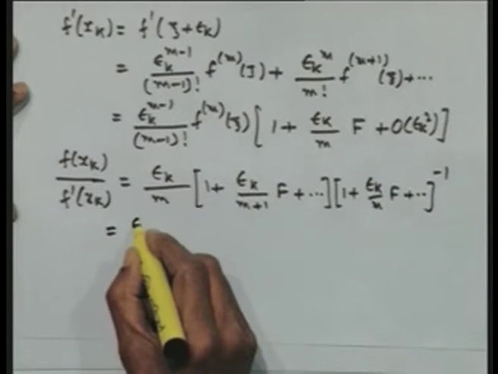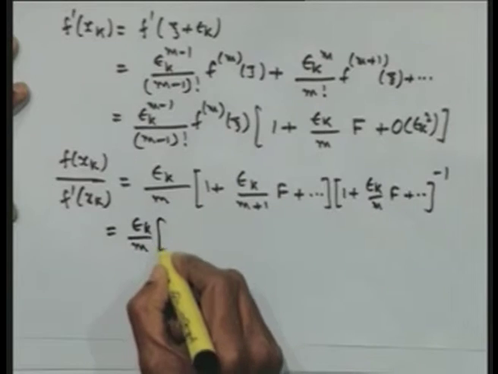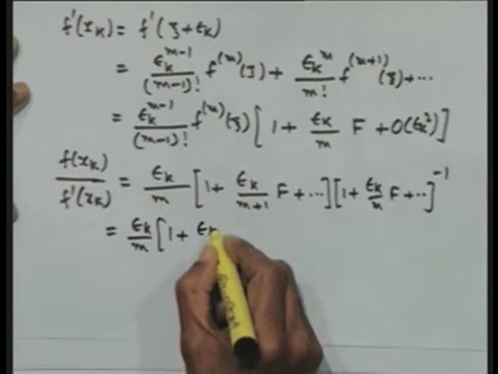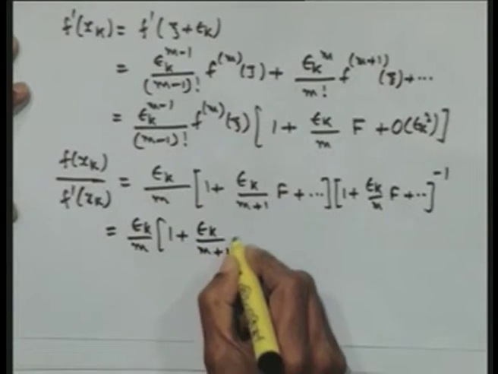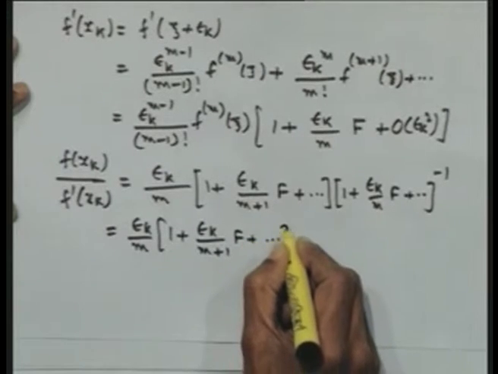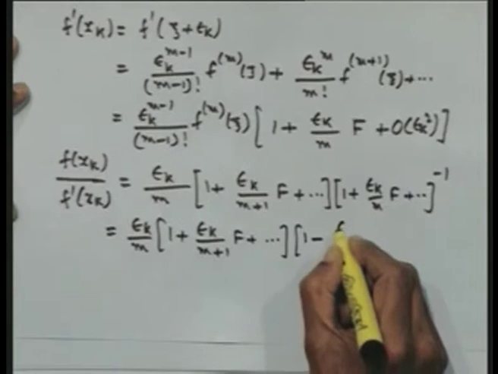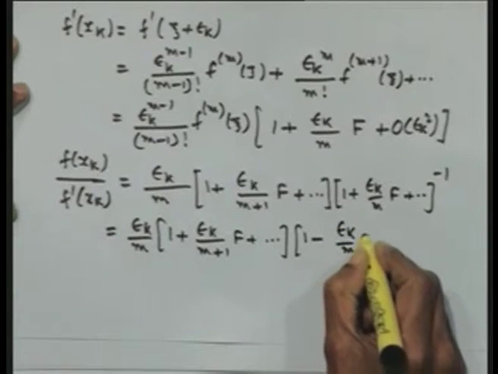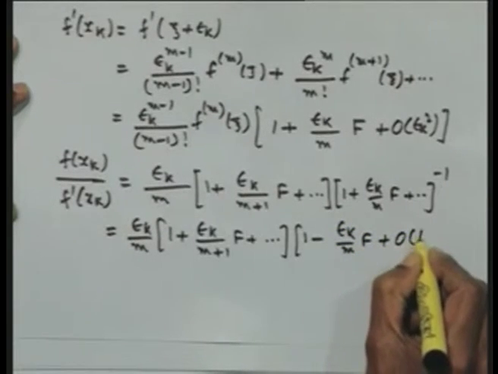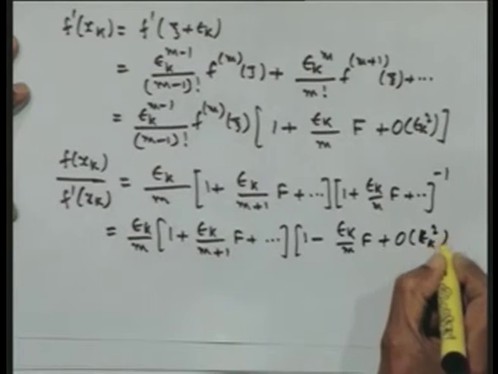Now let us open it up or simplify it further. I will retain the first term as it is, epsilon k by m plus 1 of f. Then I expand it out by binomial expansion, 1 minus epsilon k by m into f plus order of epsilon k square terms.